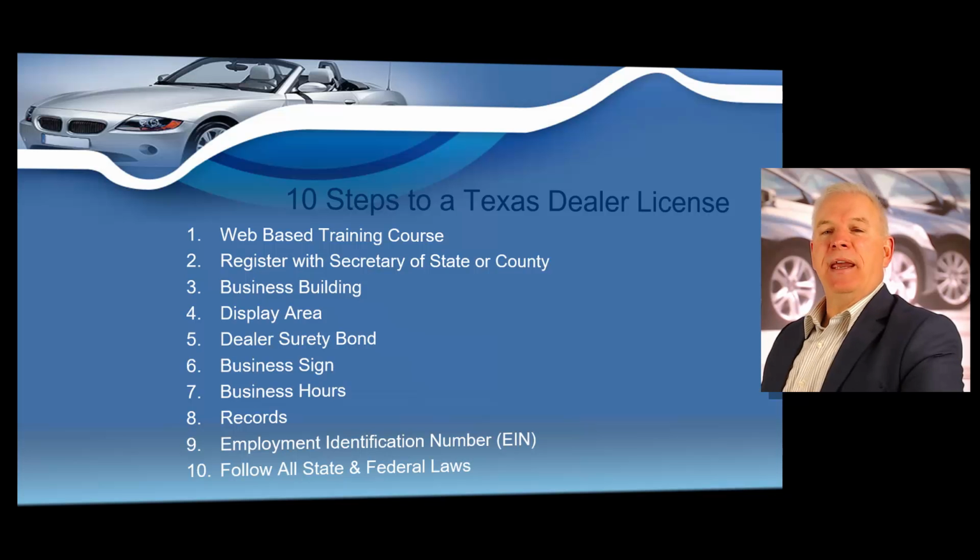The first step in obtaining your Texas dealer's license, which is referred to as a general distinguishing number, is to take a 6-hour online dealer training course. The course is only required for independent motor vehicle dealer licenses.